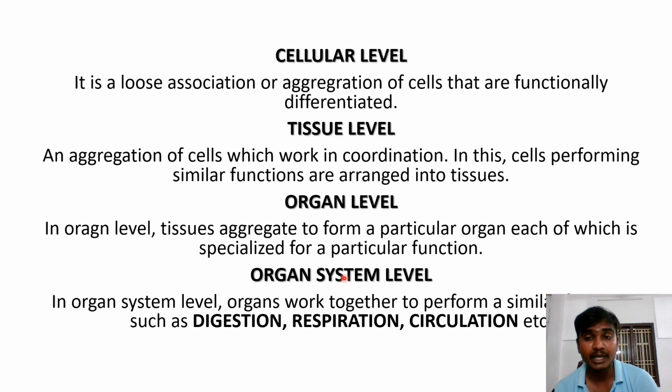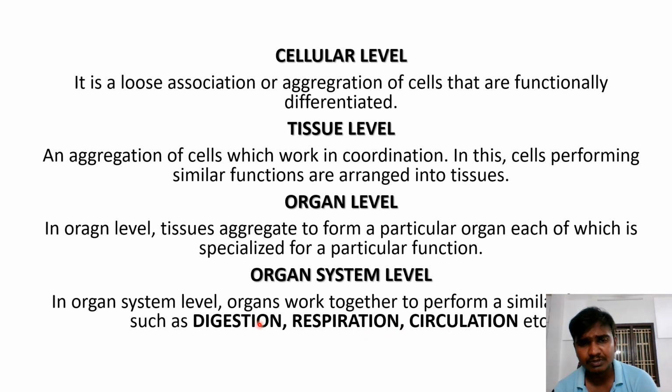Okay, and brain is useful to carry the signals. And also, the same way, different organs are performing different functions. Next, organ system level. Different organ systems are present in our human body, for example, digestion, respiration, circulation.